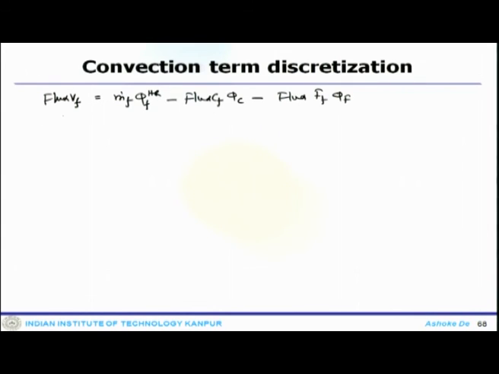So, now we can substitute this and put it back to get the discretized equation, but we will stop here today and the final discretized equation we can obtain in the next lecture. Thank you.